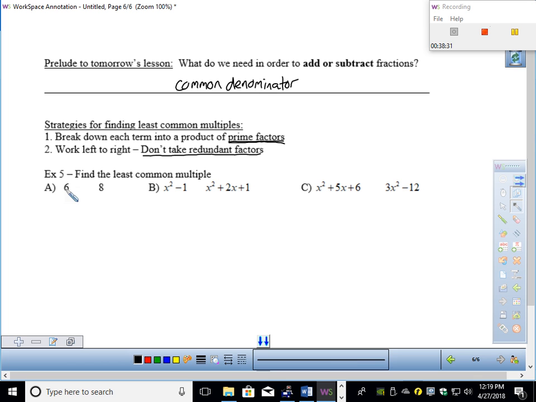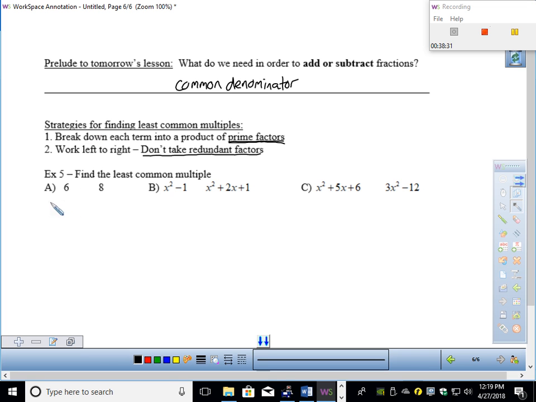And I guess I would ask you just from a number sense perspective, could you tell me what the least common multiple is of 6 and 8? What's the smallest number that 6 divides into and 8 divides into? And your answer happens to be 24. 6 goes into 24 and 8 goes into 24, and that's the smallest number where that occurs. Now let me show you how we would get that using these strategies right here.